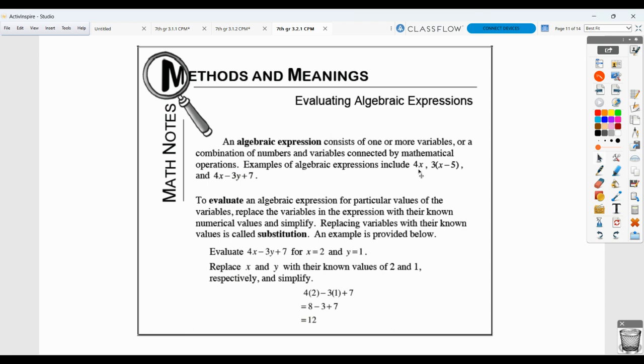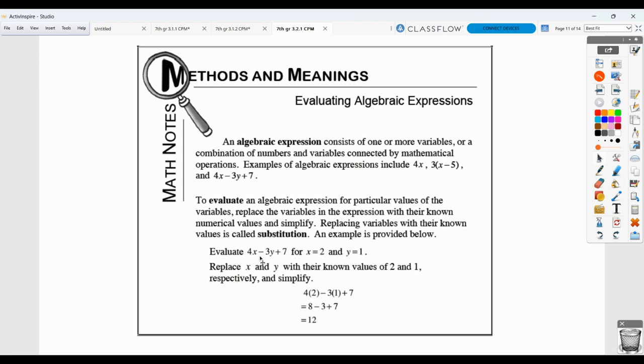So 4x would be considered an algebraic expression, meaning 4 times the value of x. 3 times the quantity x minus 5 is an algebraic expression, and so is 4x minus 3y plus 7. If you're asked to evaluate an algebraic expression, you're going to replace the variables with their numerical values and simplify, meaning find the answer.